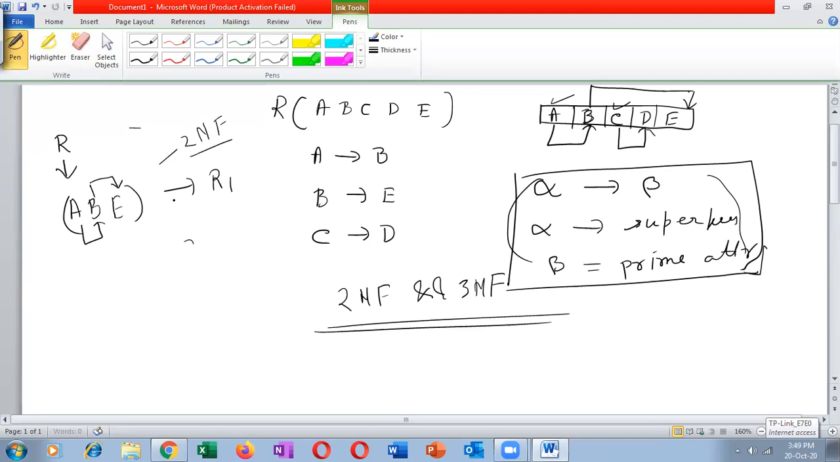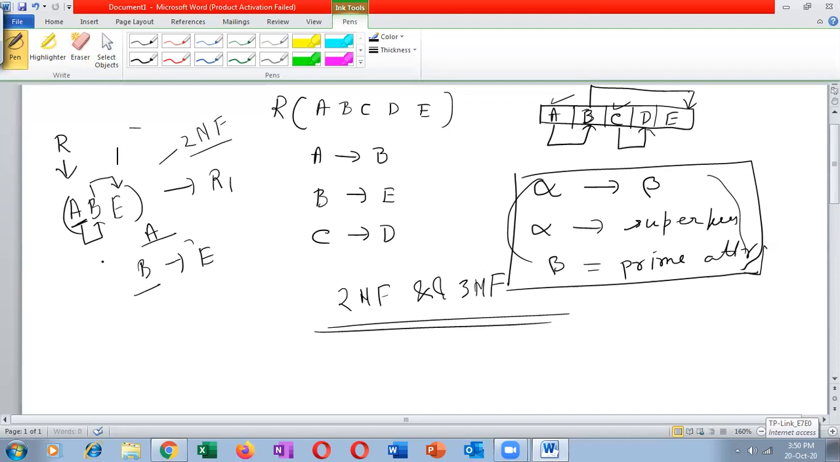But let me check, is there any transitive dependency? See, A to B and B to E. Here A is the candidate key. Now, here B to E, again I can see that it violates the property of third normal form. See, B is here, candidate key is here A. So at the left side, there is no super key, and in the right side also there is no prime attribute. That means it violates the third normal form.